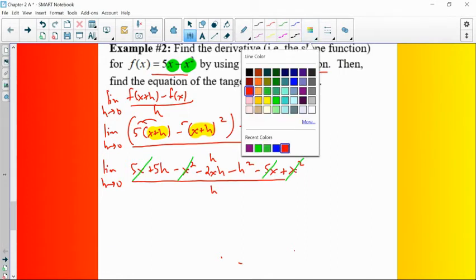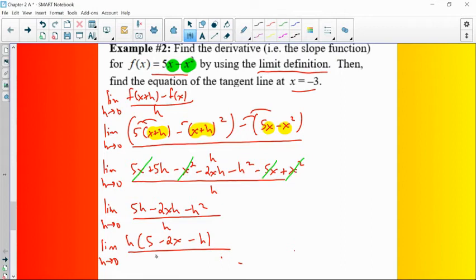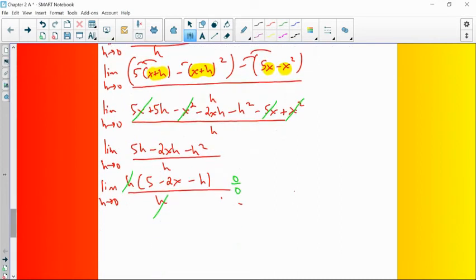And again, I want to see this step on this homework. So limit as h approaches 0, we have a 5h, and then we have minus 2xh, and then minus h squared over h. Notice that you can factor out an h and cancel. So again, I like to see that. Factor out an h, 5 minus 2x minus just 1h over h. And especially this first day of knowing this, I like to see you cancel that h, because remember, removing the 0 over 0. Okay, so then what does that give us in terms of a limit?